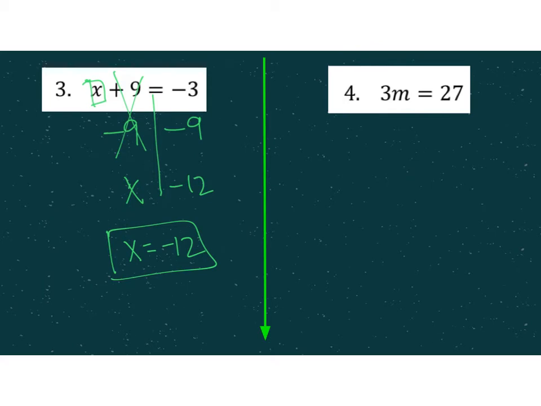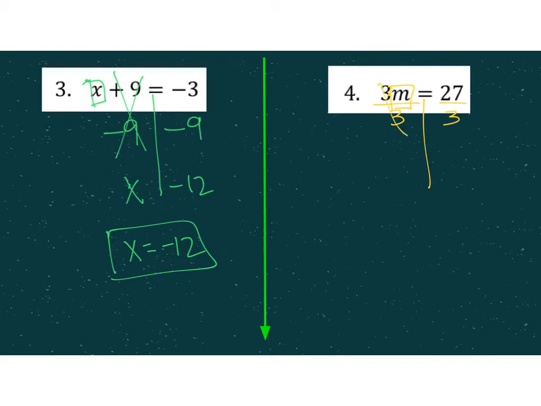Taking a look at number 4, now I have 3 times m is equal to 27. M is still the variable, the thing I'm trying to isolate. I'm trying to get m by itself, and it's being multiplied by 3 right now. Since it's being multiplied by 3, I'm going to go ahead and divide by 3 on both sides. Again, here's my equal sign, so I make sure that whatever operation I do on the left, I also do on the right.